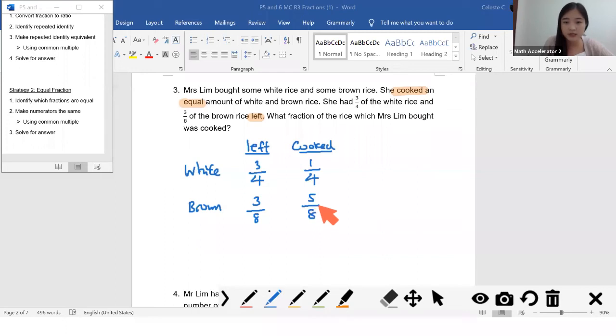Okay, so write down whatever is left here. Right, so now which is the fraction that I have to equate? The cooked one. Right, 1/4 and 5 out of 8. So cooked, okay, you have white and brown, 1/4 and 5 out of 8. Step 2, make numerators the same. 1 and 5. So what is the numerator that I have to change?